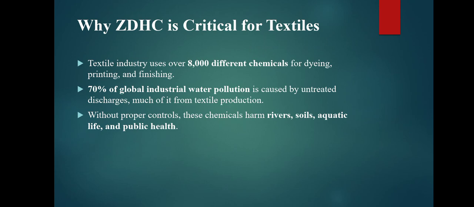Consequences of not controlling chemical discharge: water pollution leads to destruction of aquatic life. Toxic substances enter the food chain through the fish and crops. Air pollution occurs when volatile chemicals evaporate during processing. Soil becomes infertile due to chemical buildup. And it also has public health impacts like increased cancer rates, respiratory issues, and skin cancers. Children, pregnant women, and the elderly are especially vulnerable.